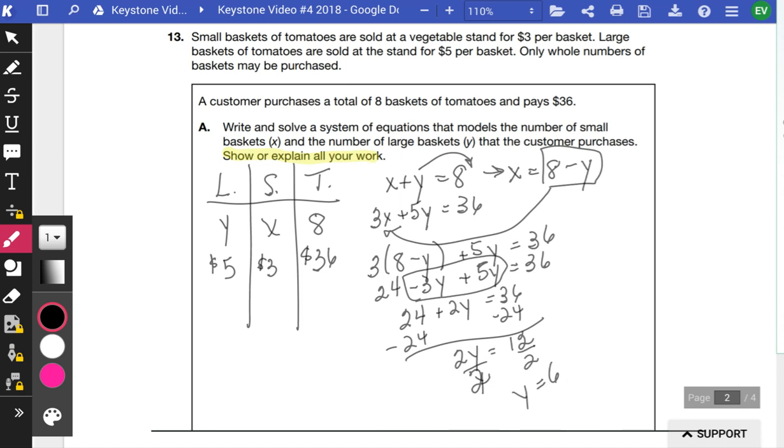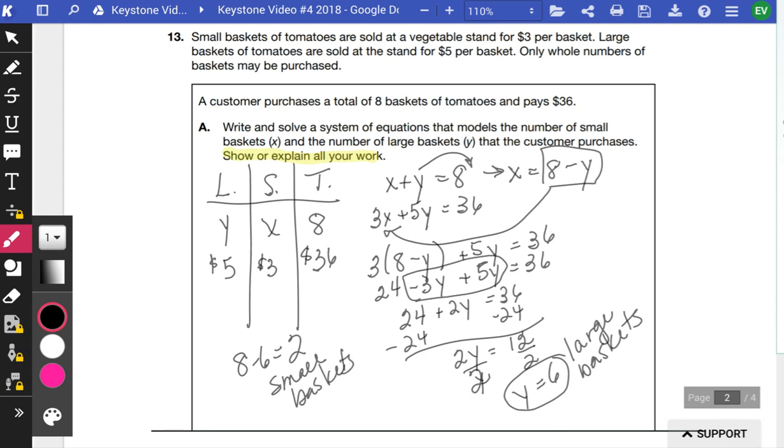So that tells me that the customer purchased 6 large baskets. If they purchased 6 large baskets, then we know that the total he purchased was 8. So he must have purchased 8 minus 6, or 2 small baskets. Okay, and that's how you do that one. Pretty straightforward.